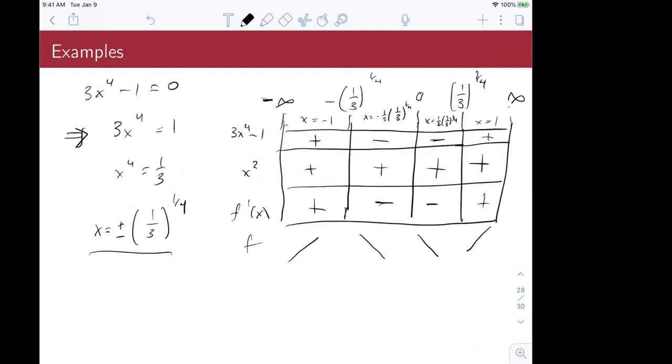Any questions? How would you write the fourth root in a calculator? Just do exactly what I have. You would do the caret, and then parentheses, you could do 0.25, like that.